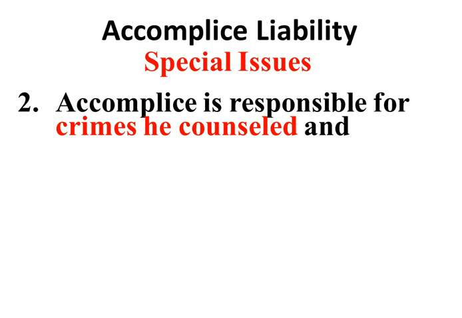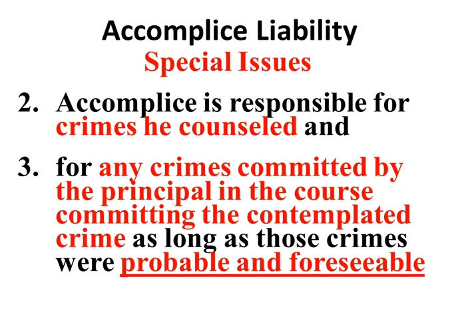Accomplices are responsible for crimes that they counseled. That is, if in the previous example, the accomplice counseled and aided in the commission of the murder, they are responsible for that crime. They are also responsible for any crimes committed by the principal in the course of committing the contemplated crime, as long as those crimes were probable and foreseeable. So accomplices are responsible for any crimes committed by the principal that were probable and foreseeable.